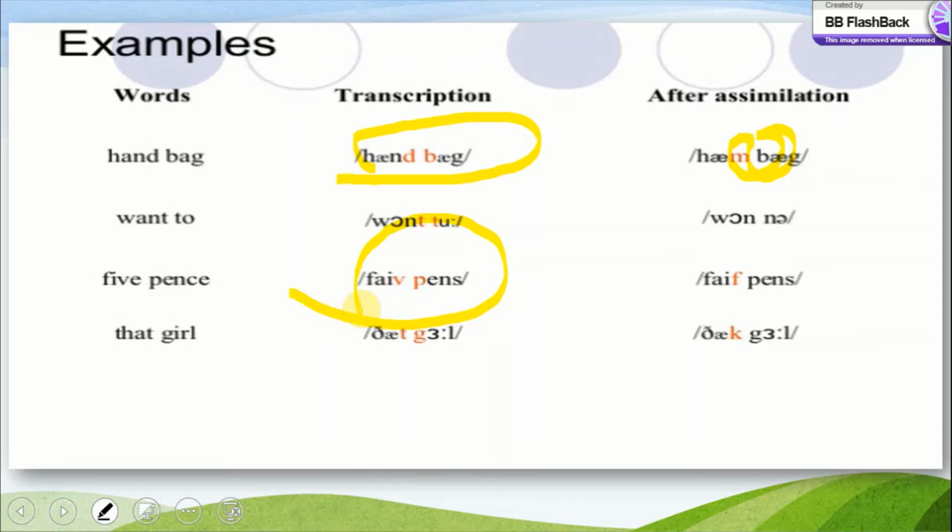Students, why does it happen? It happens for the economy of speech. It happens because we speak the words in a continuous and spontaneous manner, so within no time we want to assimilate and join the words together. So we speak like that.